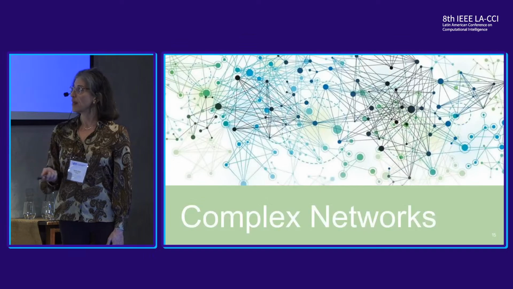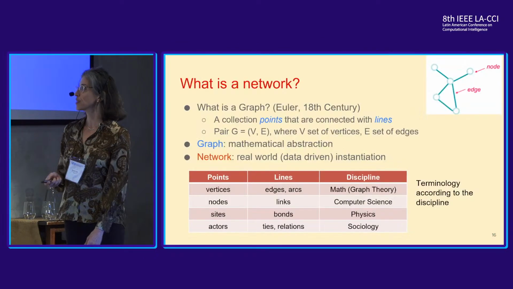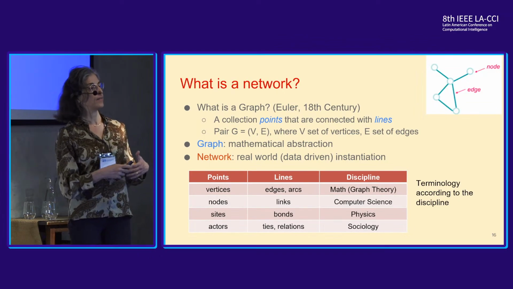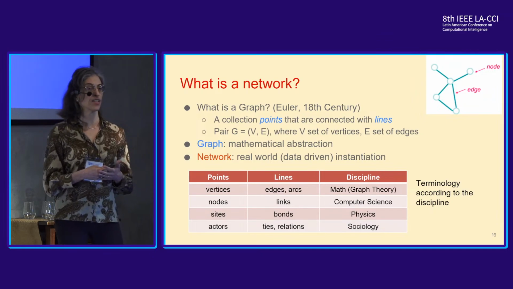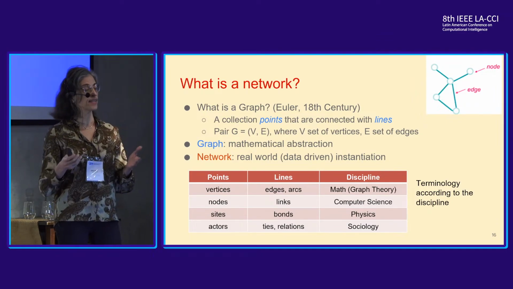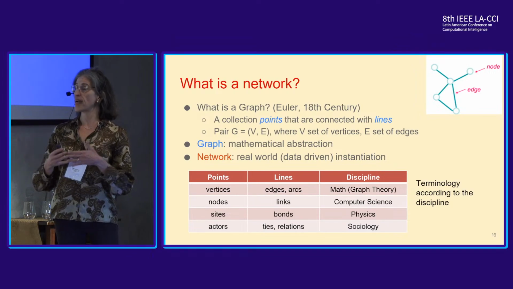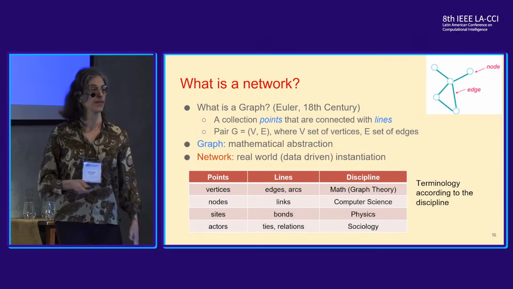Okay, so, introduction to complex networks. I will be quick because there was a talk before about networks. Basically, a network is, from my point of view, the data-driven instantiation of a graph. A graph is a mathematical object that has been around since the 18th century. It's a model that has a set of nodes and a set of edges. And it's been used in several disciplines.